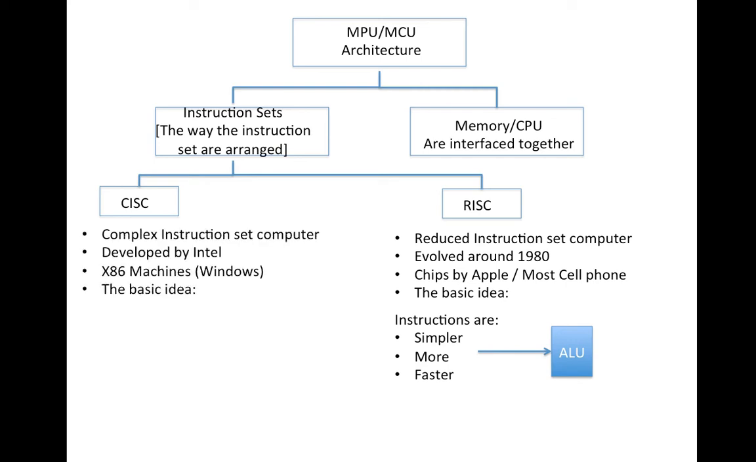On the other hand, CISC stands for Complex Instruction Set Computer. It was developed by Intel, and most of the x86 processors are pretty much based on CISC architecture. The basic idea behind CISC architecture is that more complex yet fewer and slower instructions instruct the ALU what to do with the program and how to actually operate.